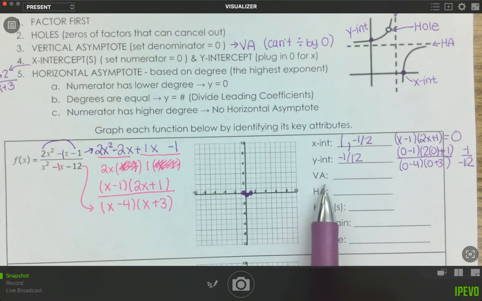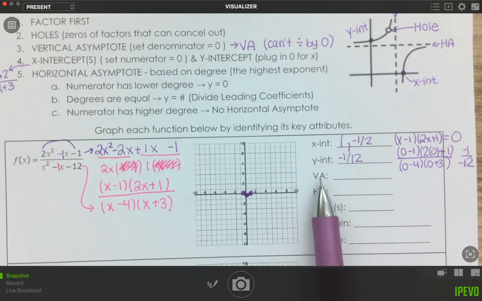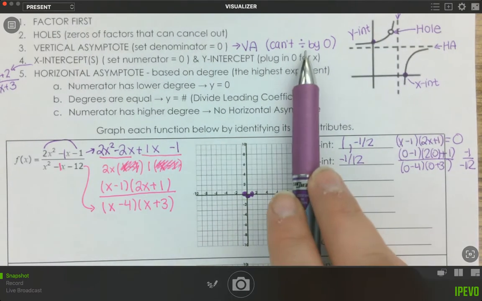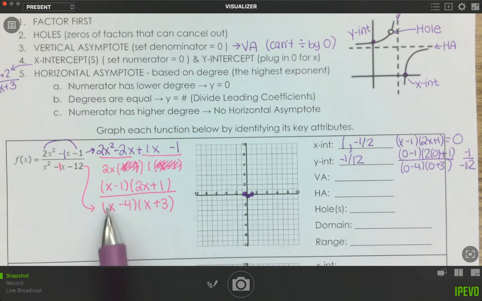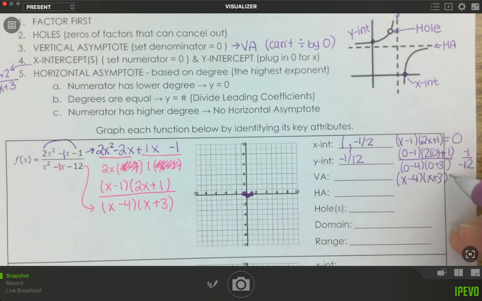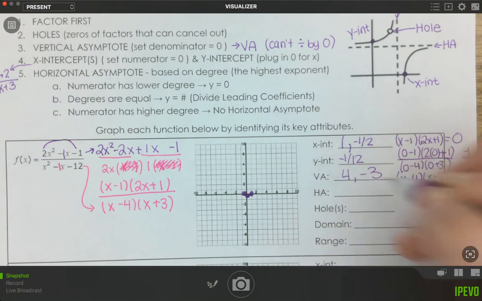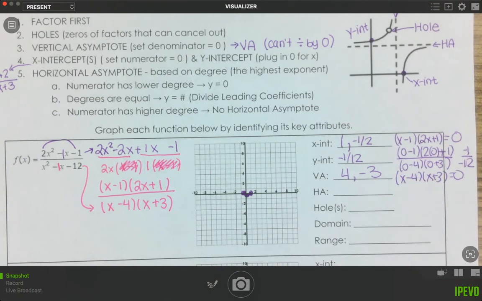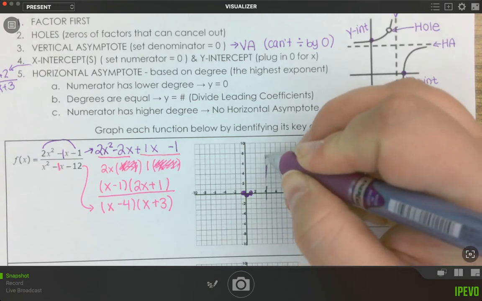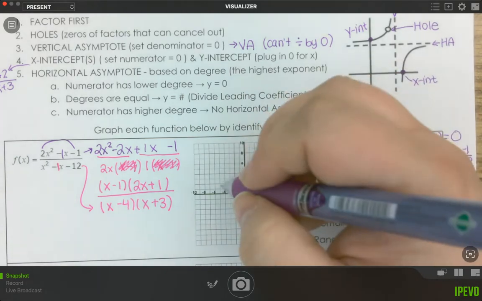And then we're going to do the vertical asymptote and the horizontal asymptote. The vertical asymptote is because you can't divide by 0. So you need to find the zeros of just the denominator, which would be 4 and -3. So we're going to draw a vertical line at 4 and -3.